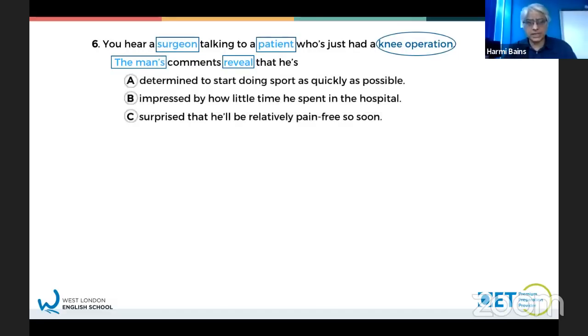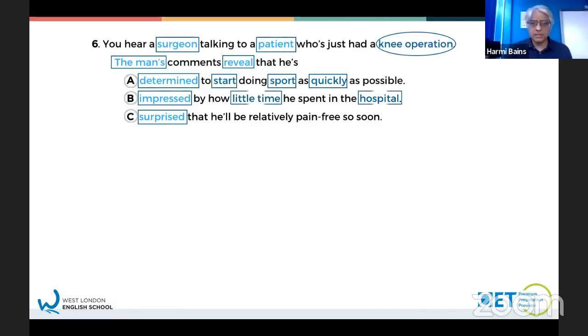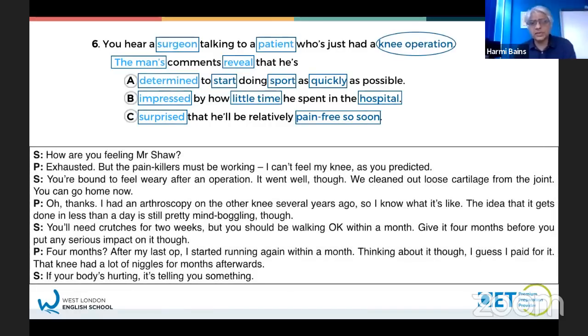The answer options. Now, you might have noticed they all start with adjectives. Again, you've got determined, impressed, or surprised. They're all slightly different. And again, we've got to make sure we understand the whole answer option. Well, the man's comments reveal that he's determined to start doing sport again as quickly as he can. Or he might be impressed with how little time he was in hospital, or surprised that he's going to be pain-free very soon. With the tape script, again, if you just want to take 30 seconds just to quickly read through the tape script.